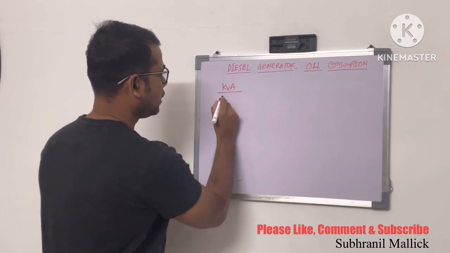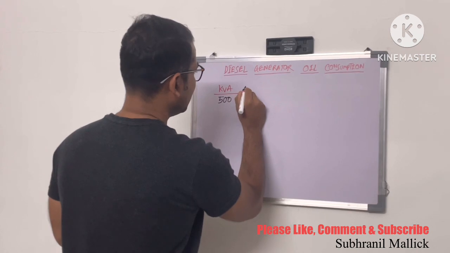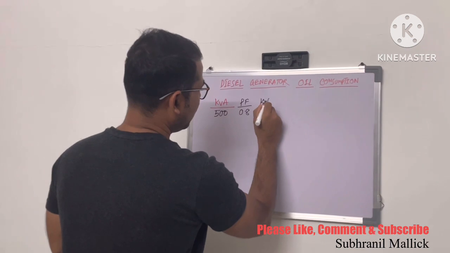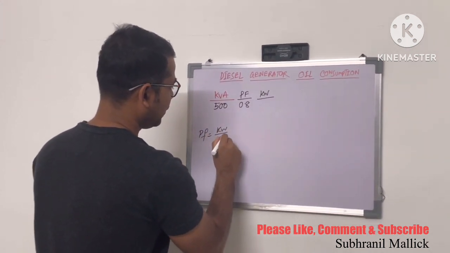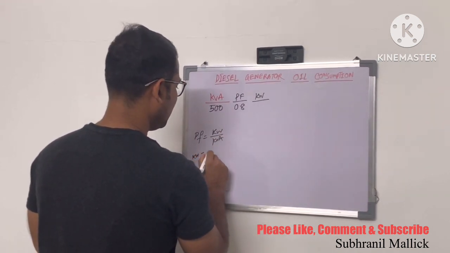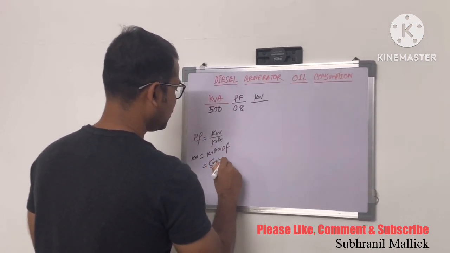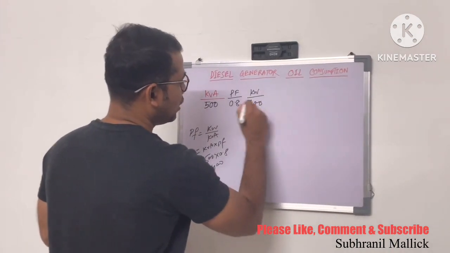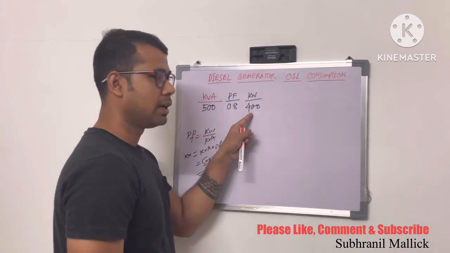As you know, a diesel generator is designed for a power factor of 0.8. I have mentioned here 0.8 and kilowatt. PF is equal to kilowatt by kVA. So kilowatt is equal to kVA into PF, which is 500 into 0.8, equal to 400. So 400 kilowatt. It is very easy: 500 kVA DG rating, 0.8 power factor, and kilowatt is 400.